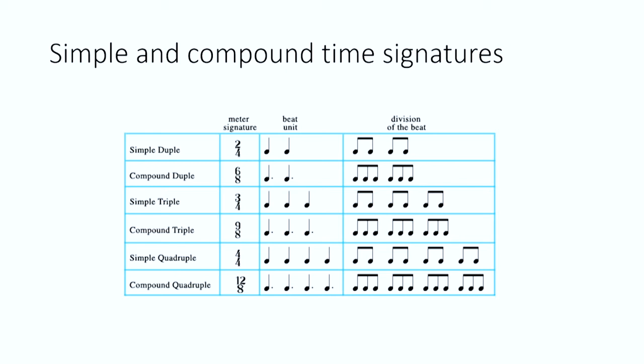We can go down for the rest of them in that table. Simple triple, 3/4 time, means that there are 3 crotchets in the bar. The crotchets are the pulses. In 9/8 time, the pulses are dotted crotchets, and there are 3 of them. So they are both triple time. One is simple triple, the other one is compound triple. In simple triple, the crotchets divide into 2. In compound triple, the dotted crotchets divide into 3. And the same is true of simple quadruple, 4/4 time, and compound quadruple, 12/8 time.